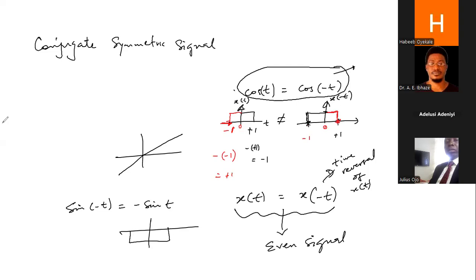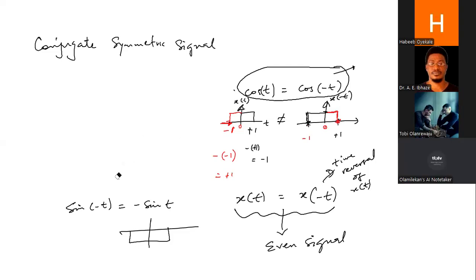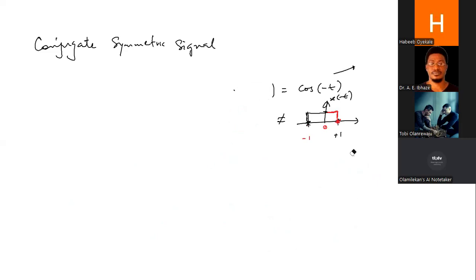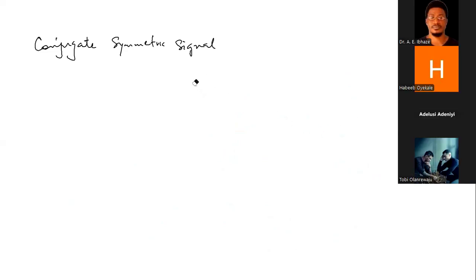Clear. Okay, Abib, can we hear from you? Your hand has been up for a long time now. Okay, thank you, sir. I wanted to ask for a confirmation about the definition of conjugate symmetric signal. My network was breaking when you were discussing conjugate symmetric signal and conjugate complex. Conjugate symmetric and conjugate complex, or complex conjugate? I'm not really sure. My network was breaking, so I didn't quite hear you well.